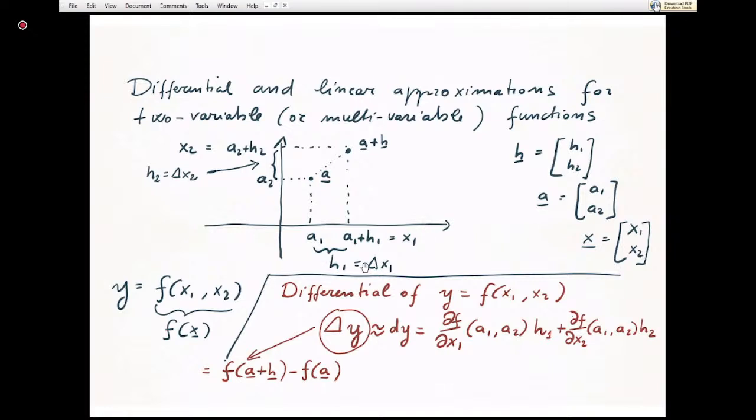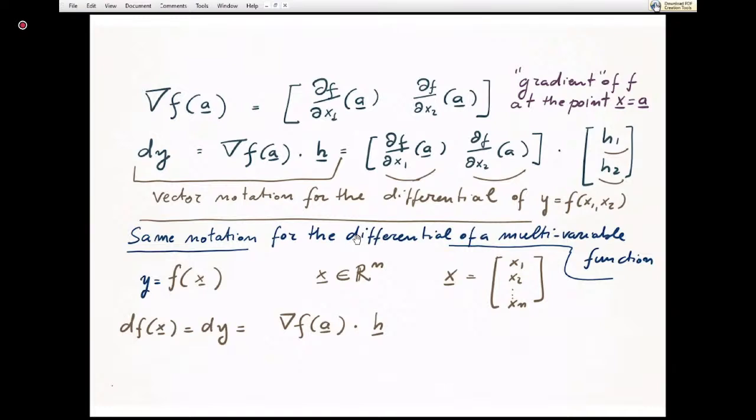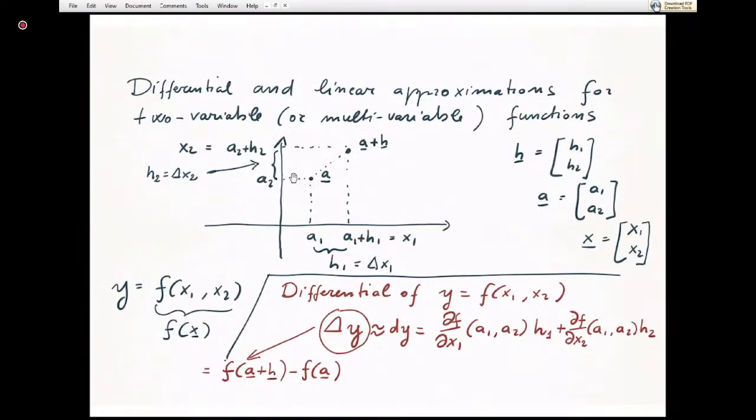So let me just start from this basic idea. Suppose that I leave a2 at the same level. I just change a1 to a1 plus h1. I'm just increasing a little the first variable. You know already what the differential is for a one variable function, okay? And you know the formula. It is the product of the derivative at the initial point times the increment. Okay? And we could do the same here.